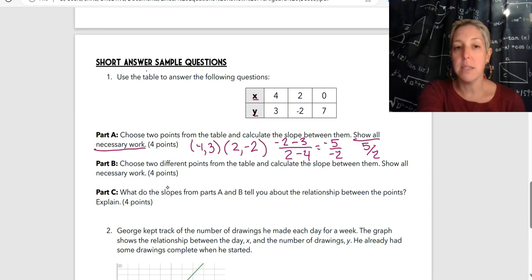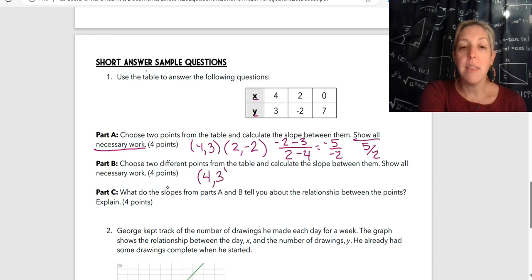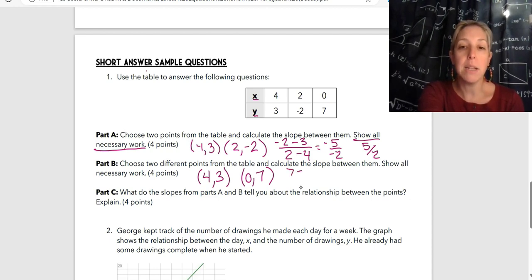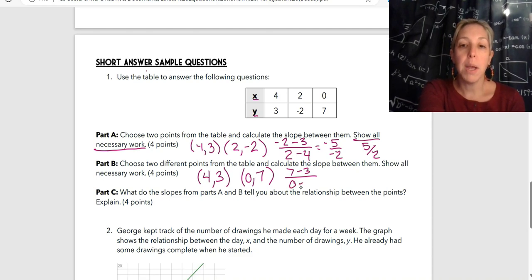Choose 2 different points. So I'm going to do (4, 3) again, and then I'm going to do the last point, which is (0, 7). You could have done (2, -2) and (0, 7). That's fine too. It's whatever 2 points you want. So again, y2 minus y1 over x2 minus x1. So 7 minus 3 over 0 minus 4. 7 minus 3 is 4. 0 minus 4 is -4. 4 divided by -4 is -1, or -1/1.